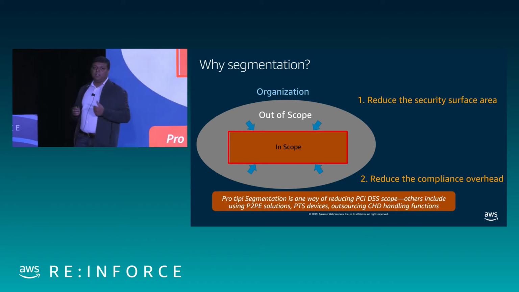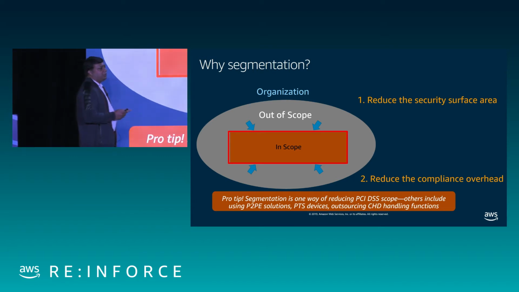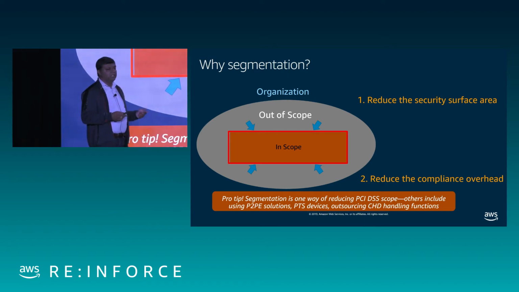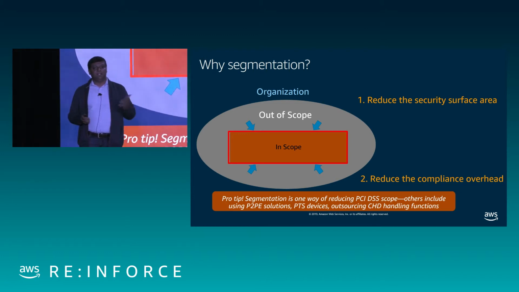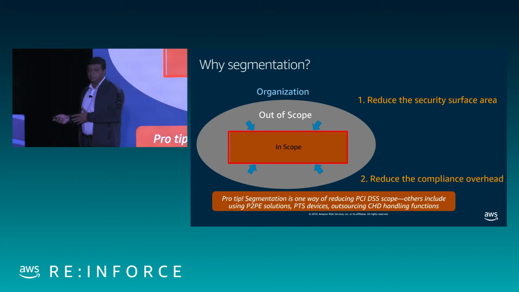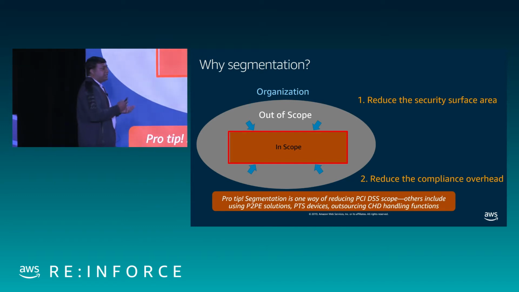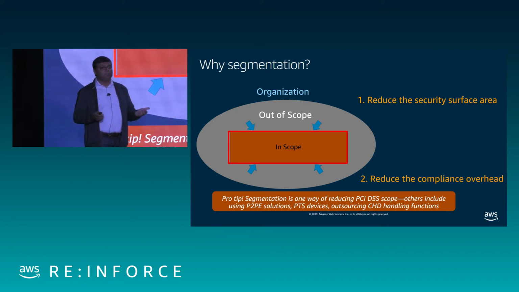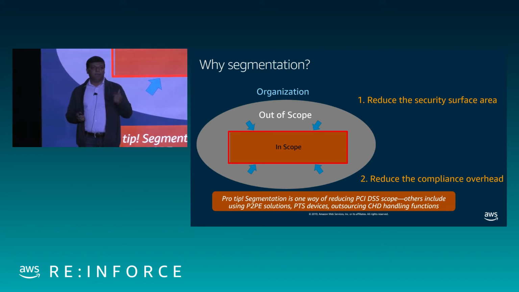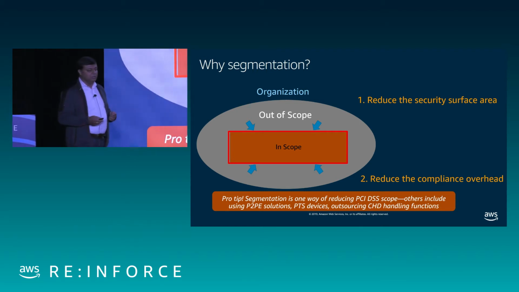Just a quick tip here: segmentation is one way by which you can reduce your scope. There are multiple other ways, like if you use a PCI validated point-to-point encryption solution, or suppose you have outsourced your credit card processing to a service provider. So there are multiple ways to reduce your scope, but in today's talk, we'll be focusing on segmentation and how it's done on AWS.